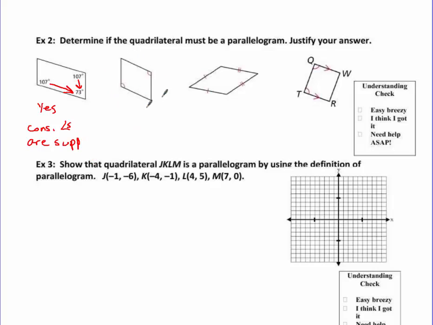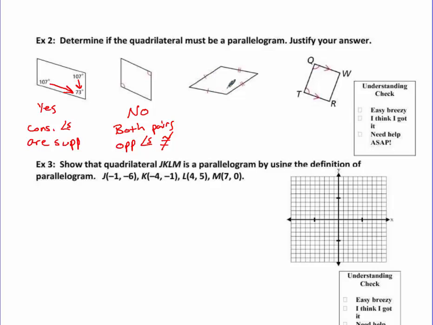All right, now we look at our next picture, and we have one set of opposite angles that are congruent. So this is going to be a no, because it does not tell us that both pairs of opposite angles are congruent. So I'm going to say both pairs of opposite angles are not congruent. So that means it's not for sure a parallelogram.